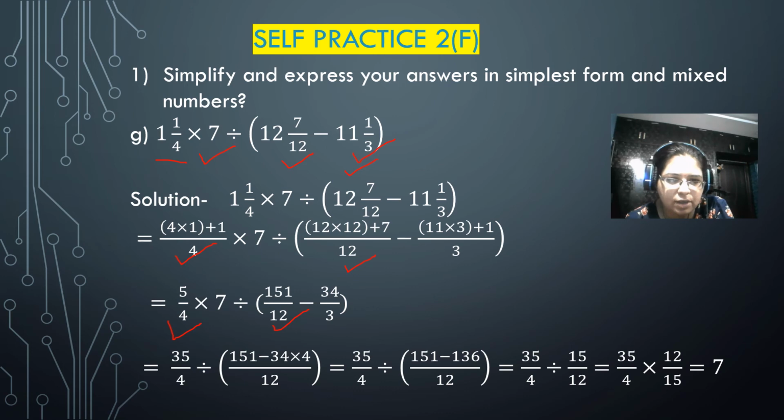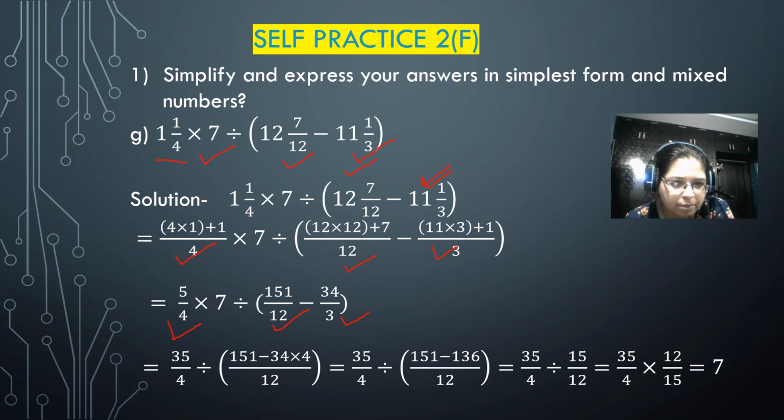Now we convert this 11 1/3. This is a mixed fraction. We have to convert this mixed fraction 11 1/3 into an improper fraction. So multiply the denominator 3 with whole 11 plus numerator 1, divided by denominator 3. Now 3 multiplied with 11 is 33, plus 1 is 34. 34 divided by 3 is the improper fraction of this mixed fraction 11 1/3.